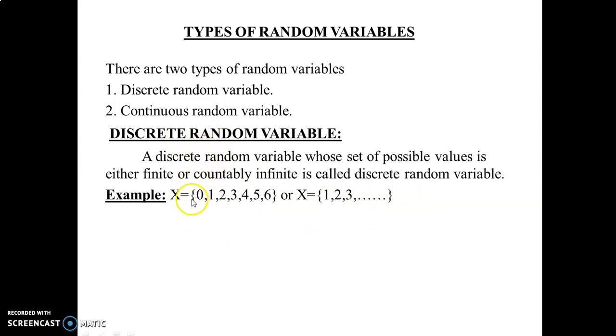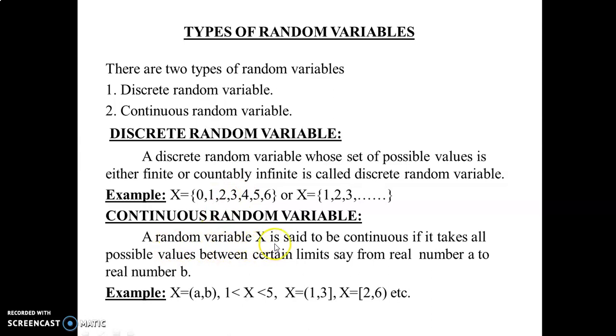The discrete model is when the X values are given as 0, 1, 2 and so on. That is discrete model. A continuous random variable, capital X, is said to be continuous if it takes all possible values between certain limits, say from real number A to B. That is, the X values are given in interval form: A comma B, 1 to 5, 1 comma 3 half closed interval, half open interval, etc. The continuous random variable has X values given in interval form. That is continuous random variable.